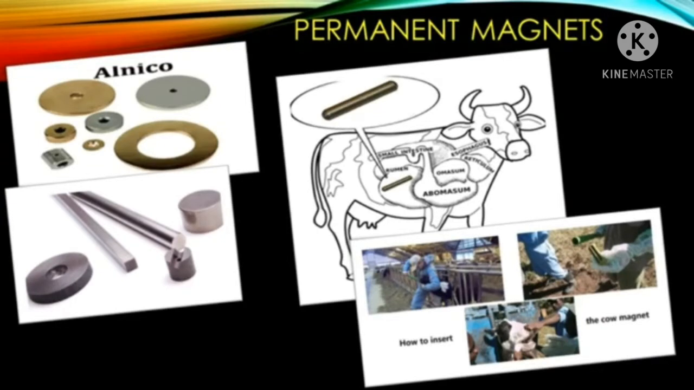Neodymium magnets are the strongest and the most powerful magnets on the earth. An alnico cow magnet is used to attract sharp iron wire and other iron objects that may be ingested by animals while grazing, thereby causing damage to their digestive tract.